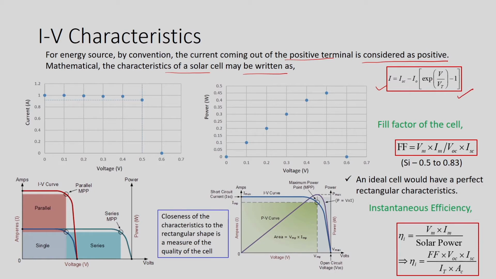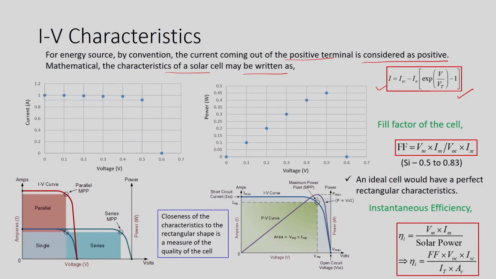So, if I have to draw the IV characteristics, we need an instrument, an IV tracer, or maybe we can make our own arrangement to know how voltage and current are related. With an IV tracer we can get different values of current at different voltages. These are the points. If we join these points, it will be something like this, and finally it will join at 0.6. Say the open circuit voltage is 0.6.